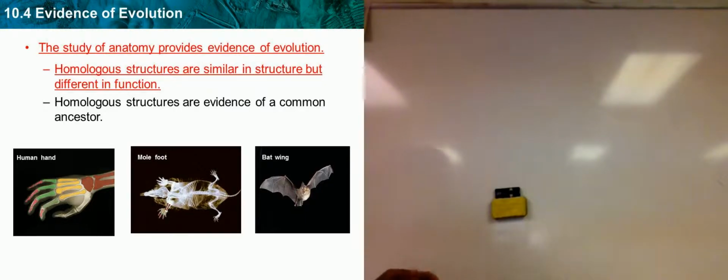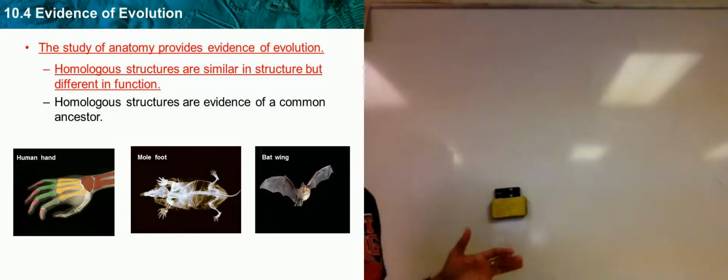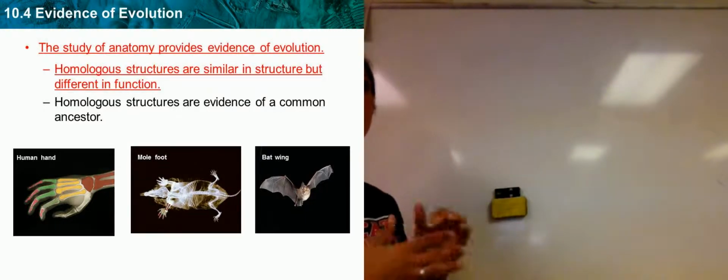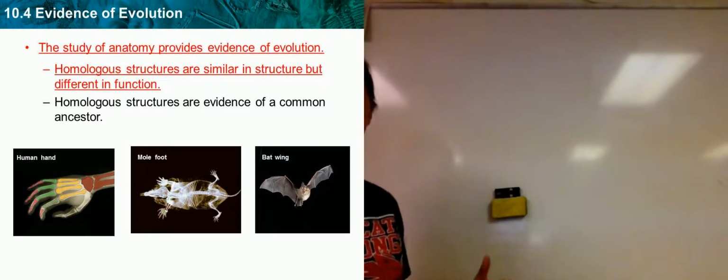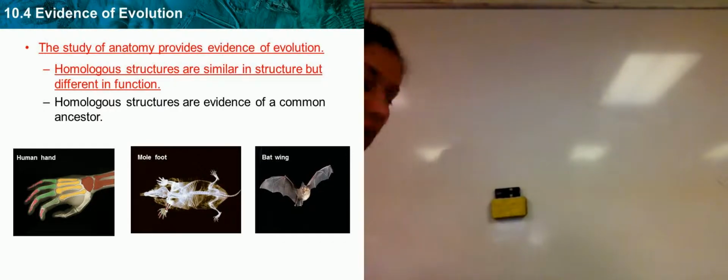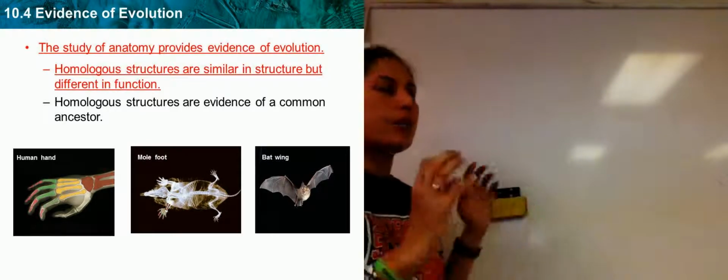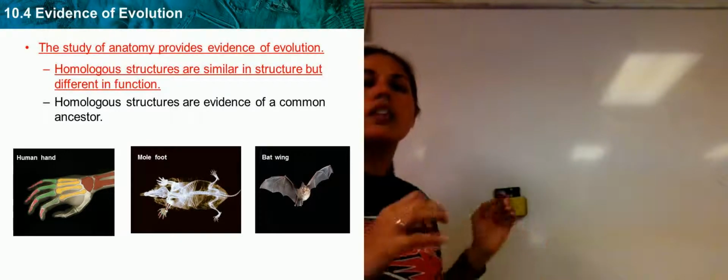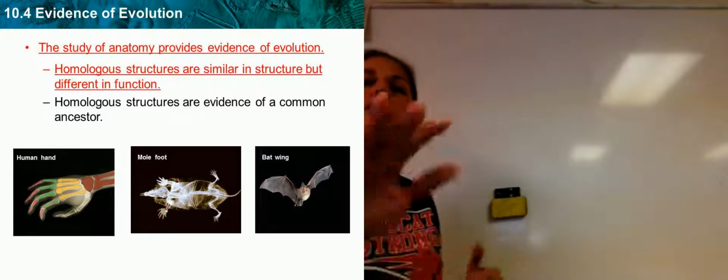Okay, the last piece of evidence to talk about is anatomy. When we look at anatomy, or we look at the structure of how something is built, we're going to notice a lot of evidence for evolution. Homologous. Think back chapter 6, chapter 7, chapter 8. Homologous means the same. Same thing here.